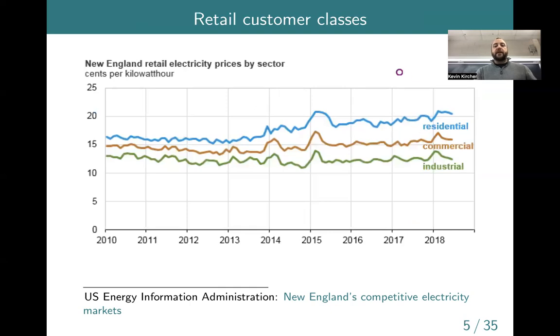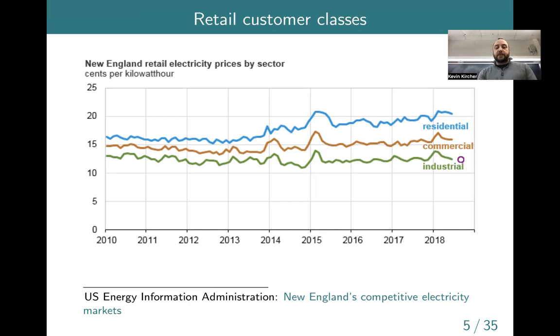Okay, and then there are different customer classes in the world of retail. If we had the wholesale price at maybe 3 or 4 cents a kilowatt hour, somewhere down here, the retail price is not only quite a bit higher, but it's quite a bit different for different customer classes. The people who pay the highest price for electricity are people like you and me, who buy electricity for use in houses. And then essentially the bigger you get, the less you pay for a unit of energy. So commercial is office buildings and hospitals and things like that. And then industrial would be manufacturing facilities and so forth.